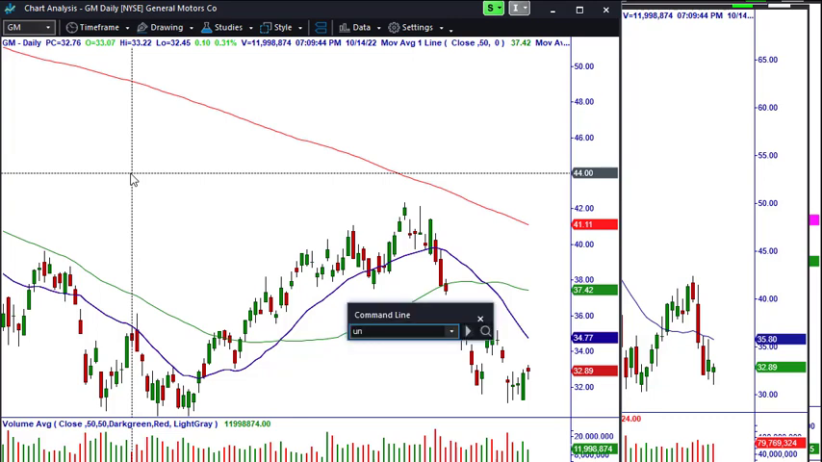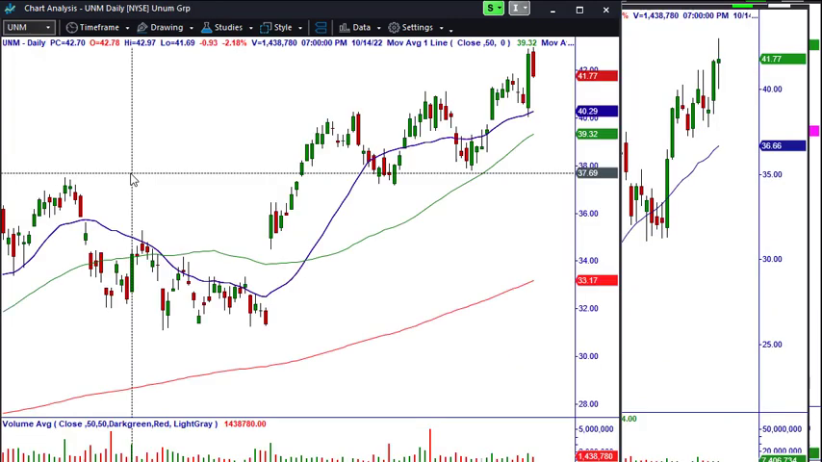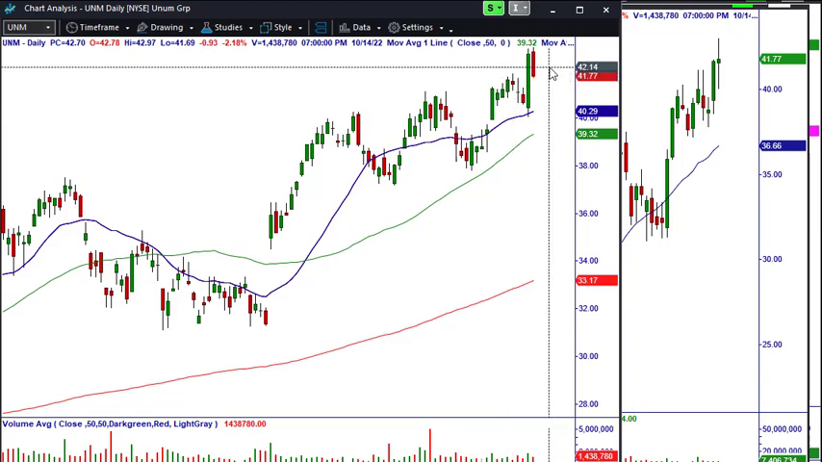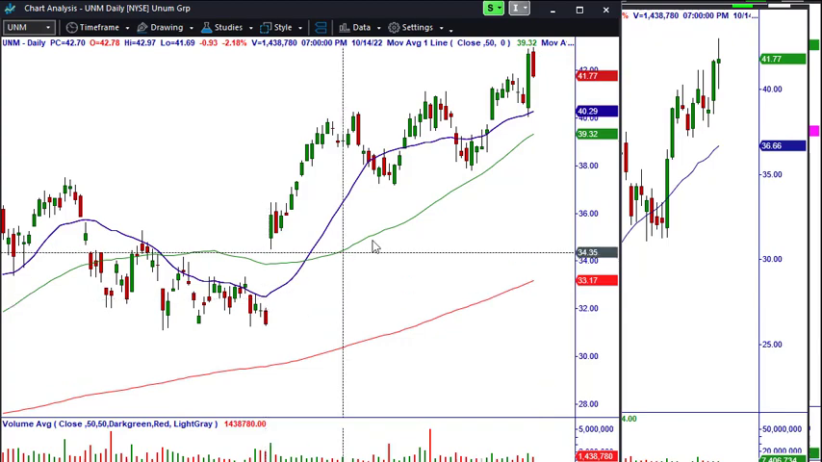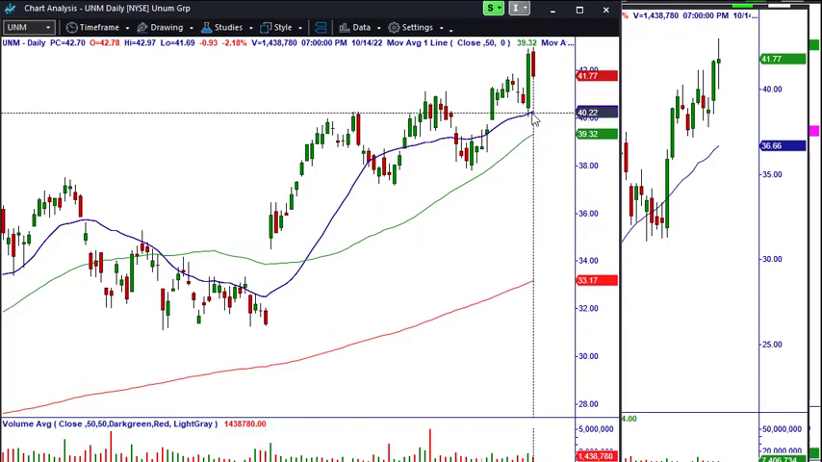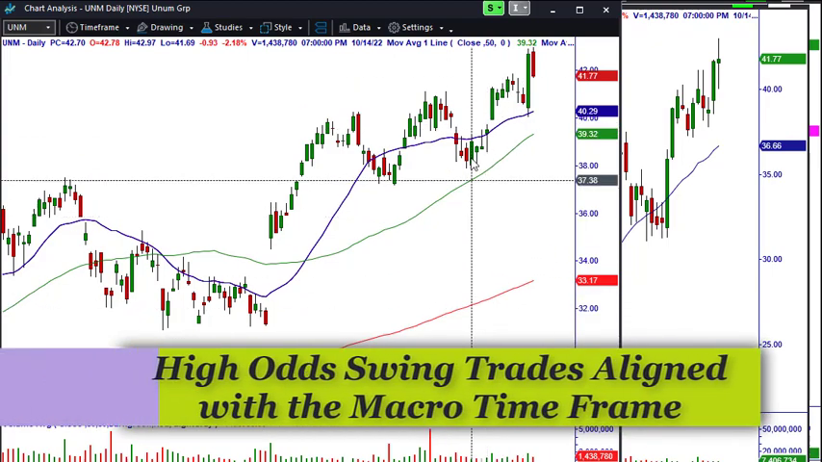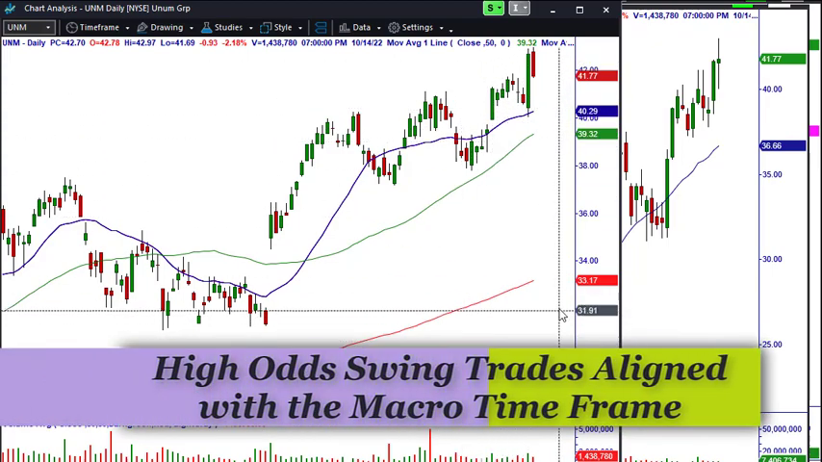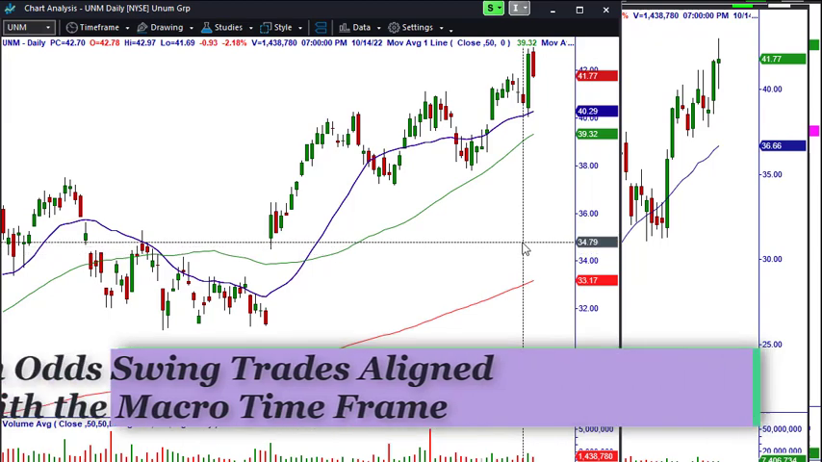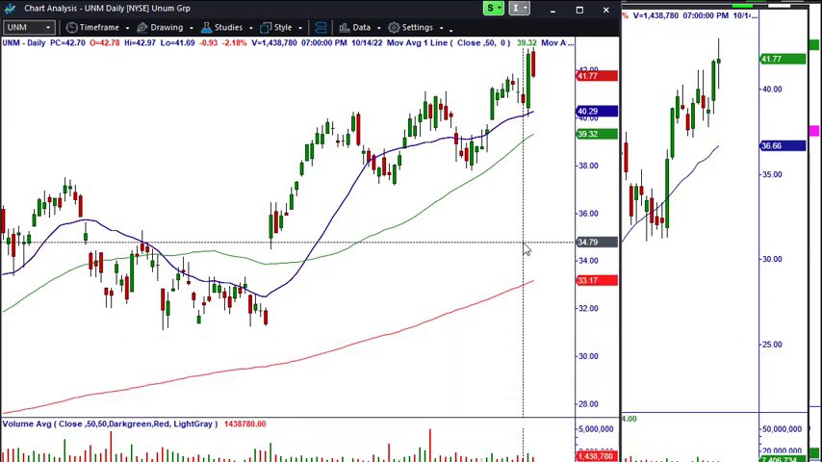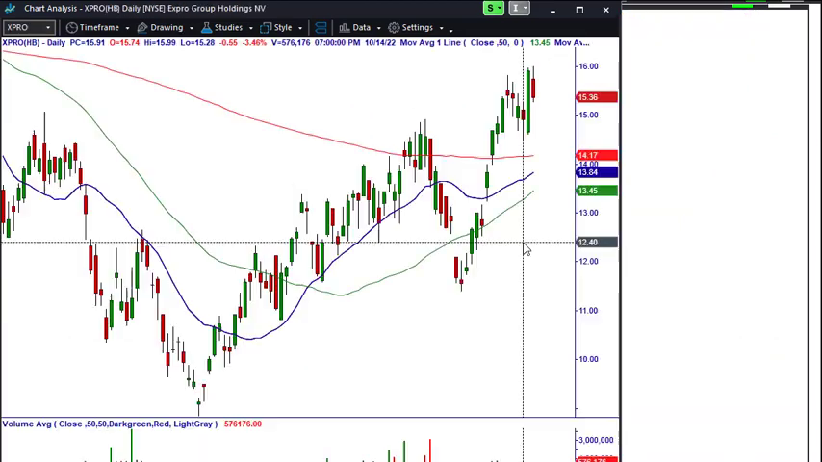All right, so Unum, UNM. It's a tad deeper than the third retracement, but close enough for government work. So that's in an uptrend. Notice rising 20, 50, 200. There's not many things that exist in this bear market that have this amazing trend strength and moving average alignment. So that made it to our letter.